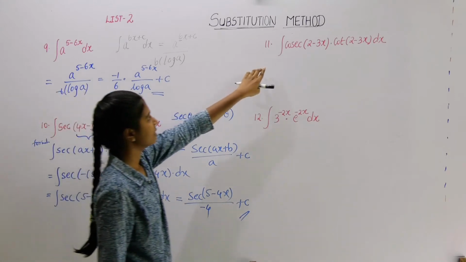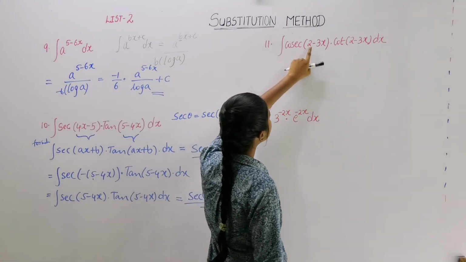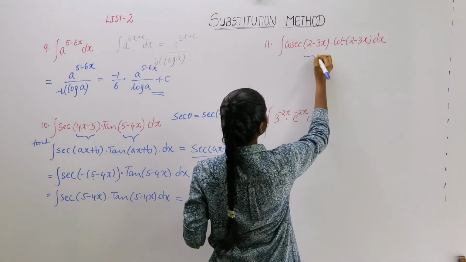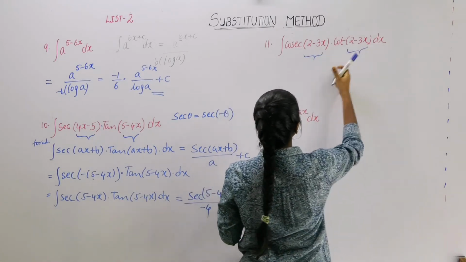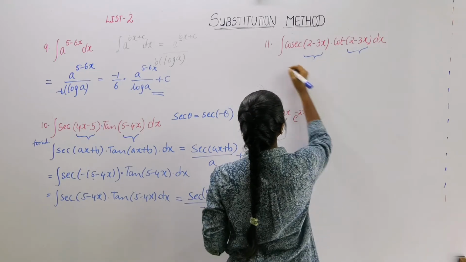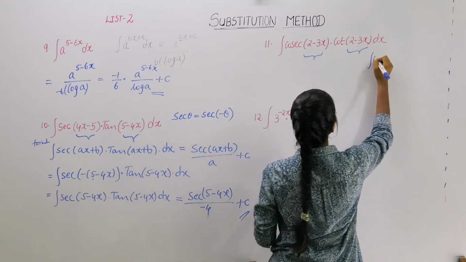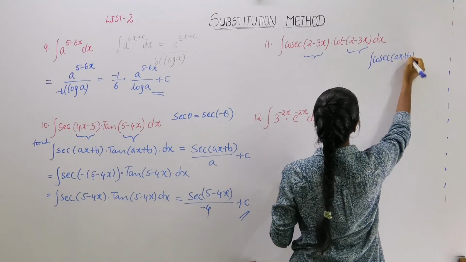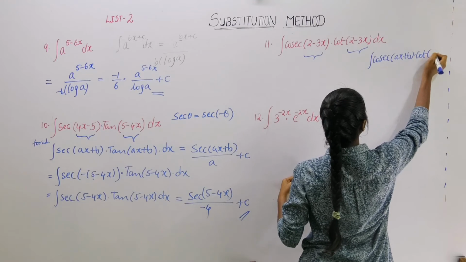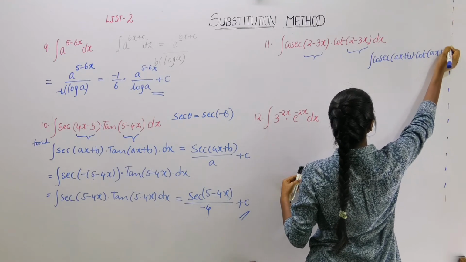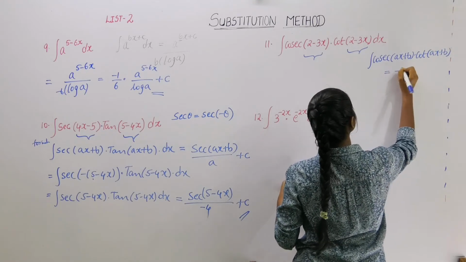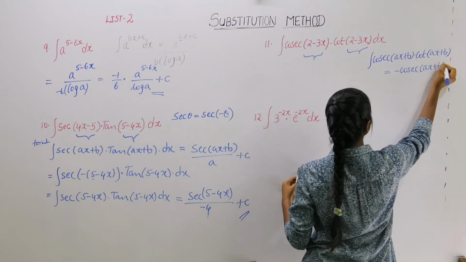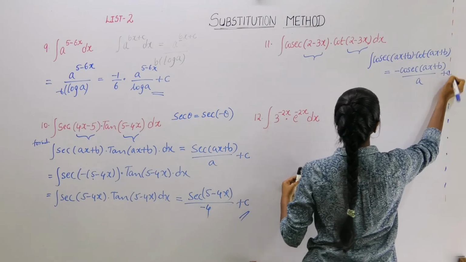Next, 11th one. Integral cosecant of 2 minus 3x into cot of 2 minus 3x. Here the angles are same. Therefore, we substitute the direct formula. Formula is integral cosecant of ax plus b into cot of ax plus b into dx is equals to minus cosecant of ax plus b by a plus c.